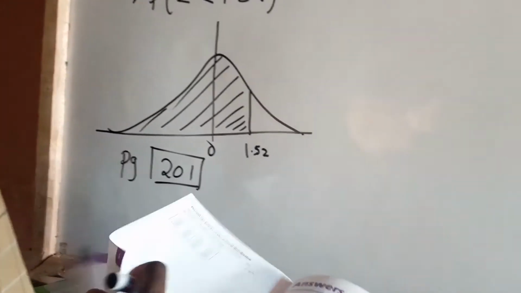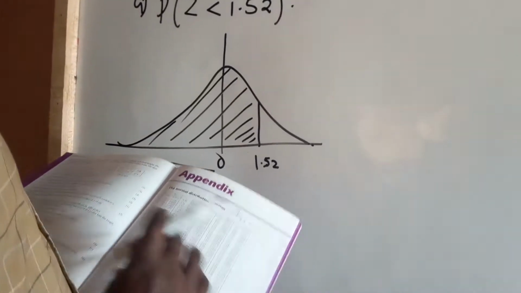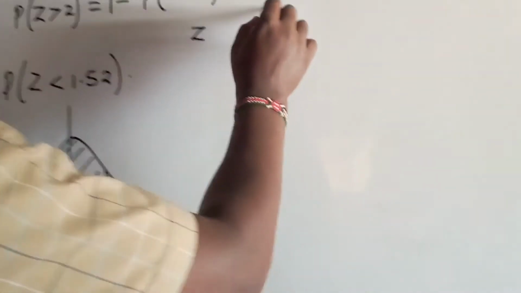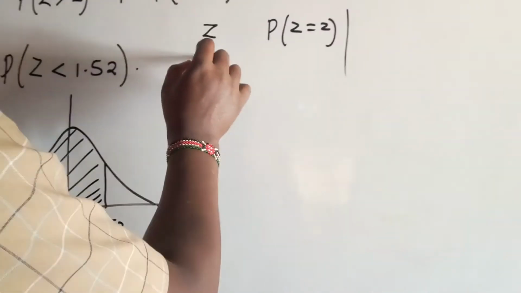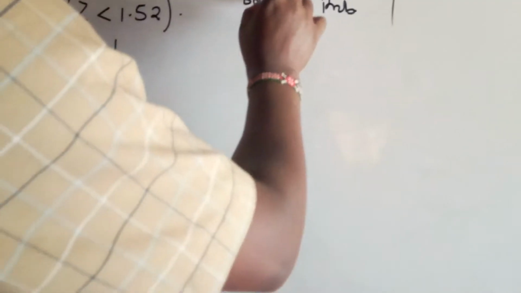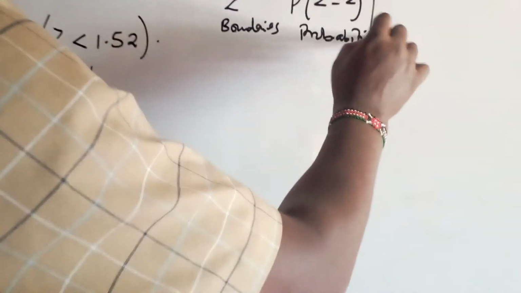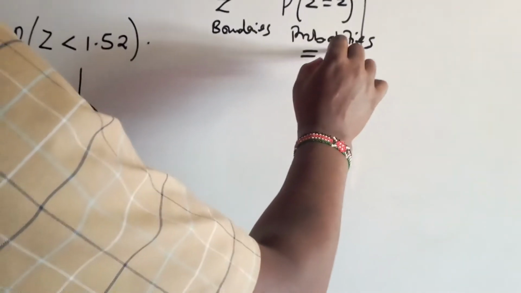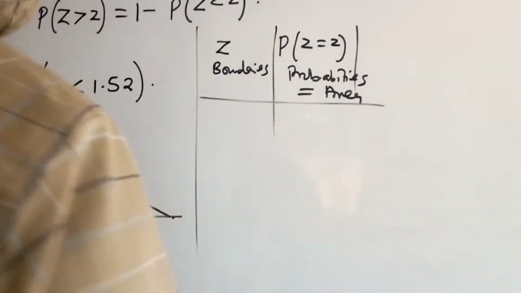When you go to page 201, you can see on top there are some columns named z, and there are some columns named P(Z = z). These are the boundaries, and these are the probabilities. The probability is actually equal to the area, so don't confuse the two.